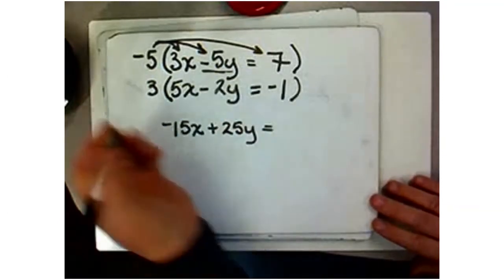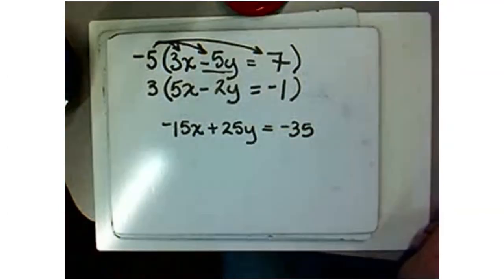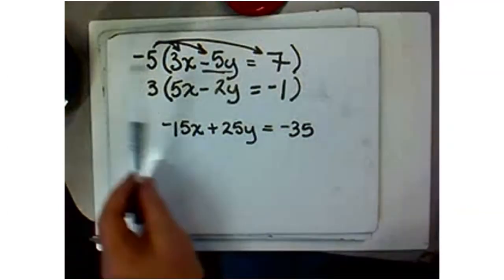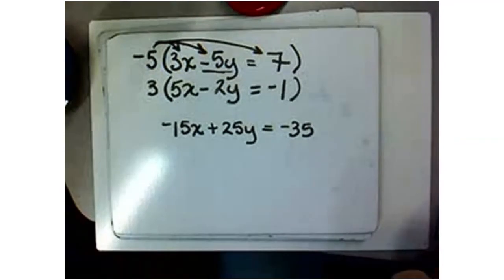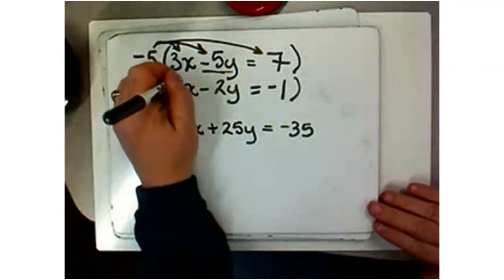And that equals negative 5 times positive 7, which is negative 35. So we just built up that first equation by a factor of negative 5. No big deal. Now we're going to do a build up on our second equation.